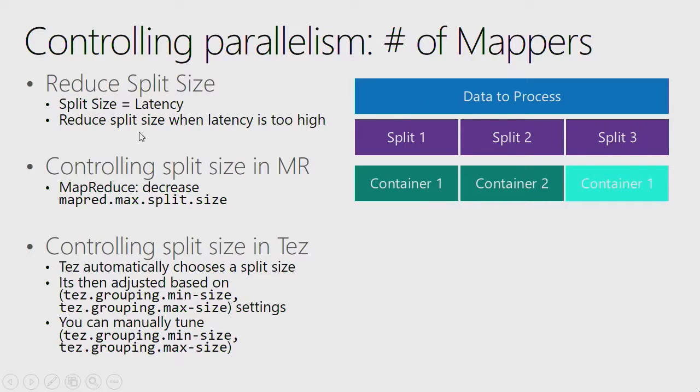So how do you reduce the split size? You reduce the split size in MapReduce by using this setting. However, in our clusters, since Tez is the default execution engine, we will just use these settings to tune it. So Tez automatically chooses a split size like I mentioned, but then you can adjust it based on the min size and the max size, and then Tez will pick something. So what Tez would do is, if the split size it picked is lower than the min size, it will choose the min size. If the split size it picked is higher than the max size, it will choose the max size, right? So that's how it works.